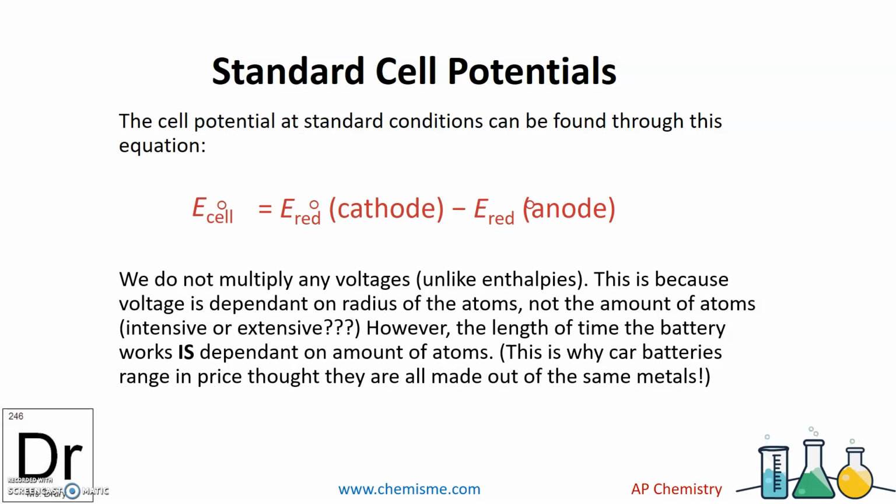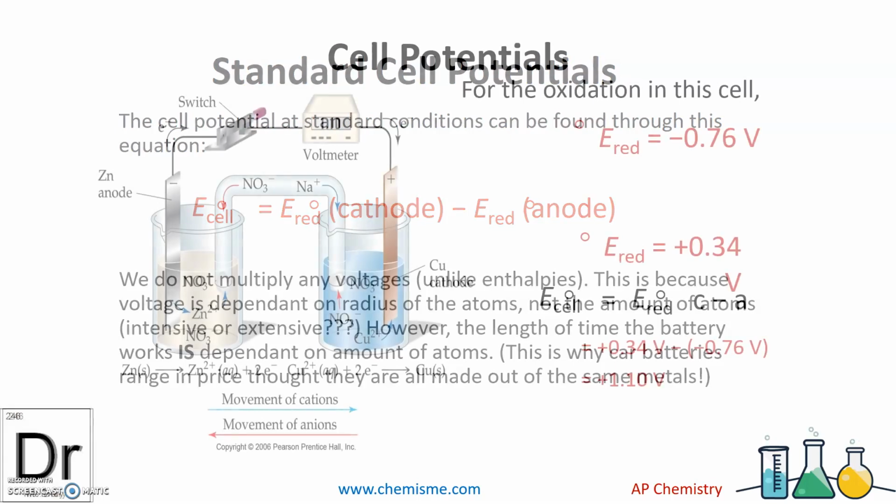So it's actually an intensive property, meaning that it depends on which atom you have, not how many you have. The length of time the battery is working is dependent on the number of atoms, but that's different. That's not the voltage, right? We're talking about wattage and amperage then. So we're just looking at voltage, or the ability for electrons to transfer.